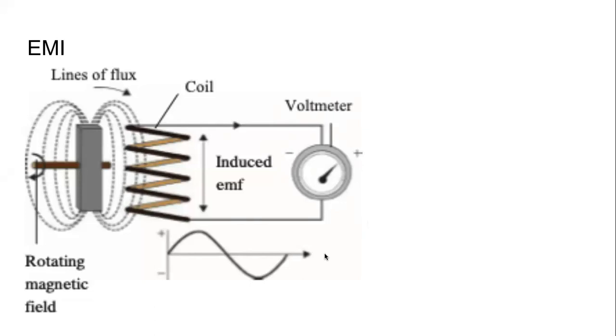Remember what we said? Current is induced because a potential difference is created. Potential difference can be measured using a voltmeter. So it is not necessary to use only the galvanometer or the ammeter. We can also use a voltmeter. This is just to confirm that yes, current has been produced.